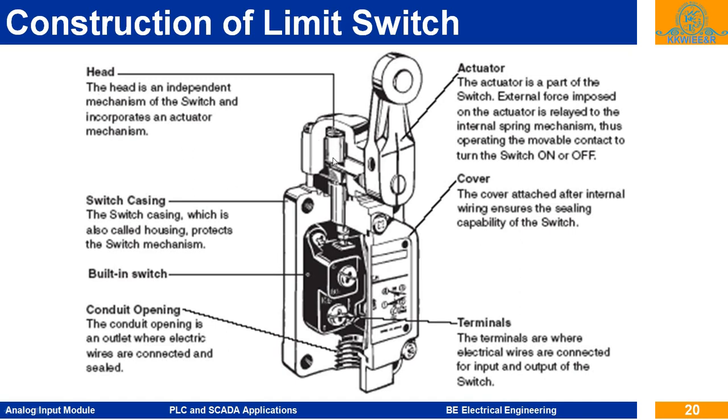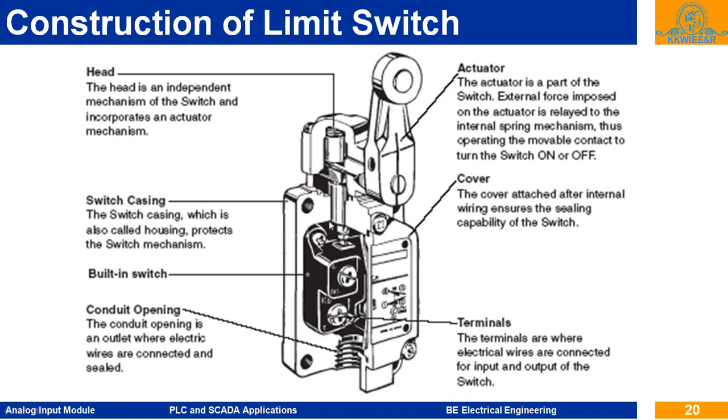Then there is a head. This linear motion is transferred through this head at 90 degrees to operate the element, to operate the normally open or normally closed contact. Depending on the mounting position, you can change the position of this head. If the actuator is on this side, you can shift it to the opposite side. By unscrewing from this head side, you can change the position of this actuator.